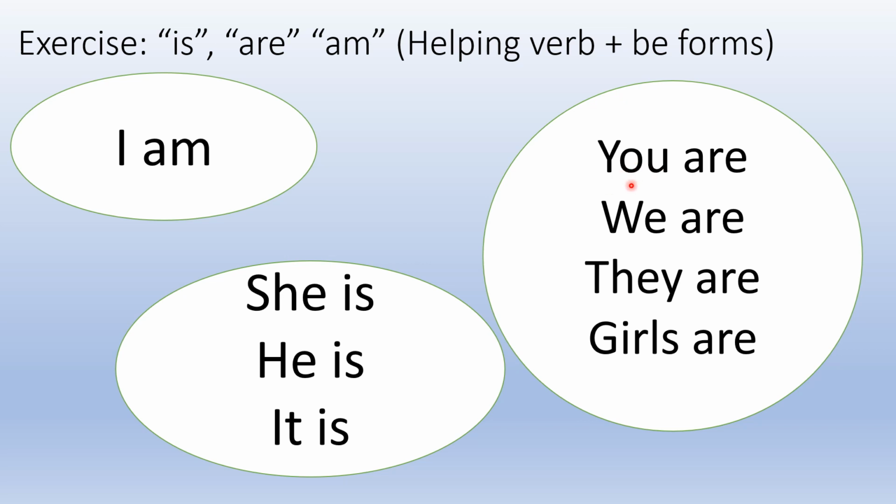Second person perspective, you are. Always, हमेशा, you are. First person plural, we are. Third person plural, they are. Girls are, boys are. Whatever is plural, जब भी plural हो तो हम are का यूज करते हैं. So, I am, she is, he is, it is, you are, we are, they are, girls are.